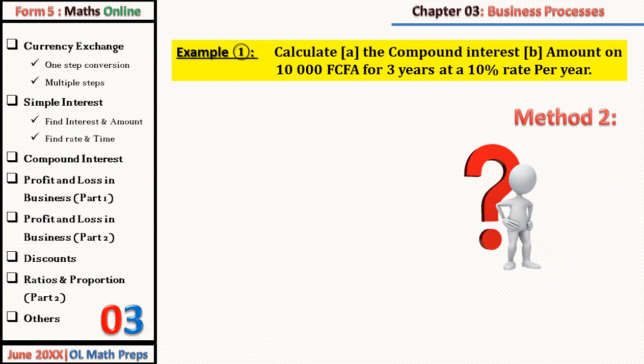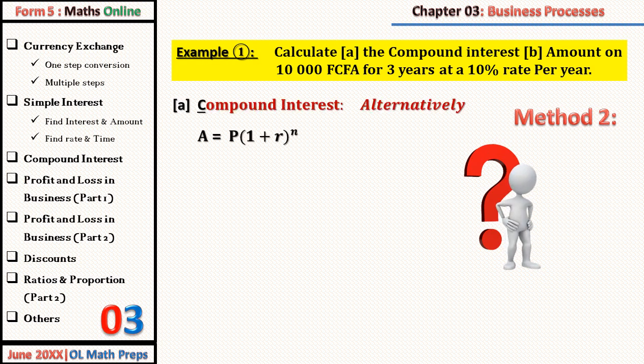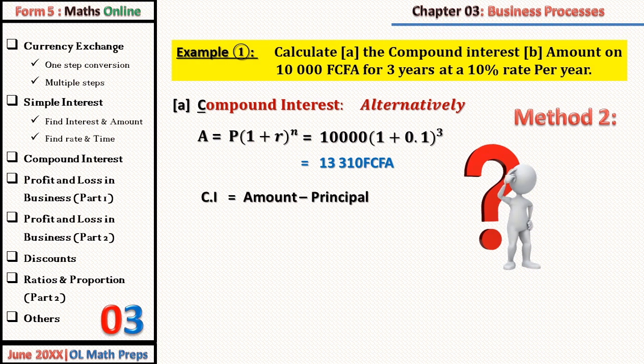We can equally do this problem using method 2 as follows. That's using the second formula which I indicated before, and here the compound interest can be obtained from that formula, amount minus principal. Let's start by getting the amount from that formula. The amount equals principal into bracket open, that is 1 plus rate, to the power n, and that gives us 10,000 into 1 plus 0.1 to the power 3, which equals 13,010 francs. And from here, the compound interest is the amount minus the principal, which is 13,010 francs minus 10,000, giving us 3,010 francs. Like I said, this formula is good, especially when we have longer periods.